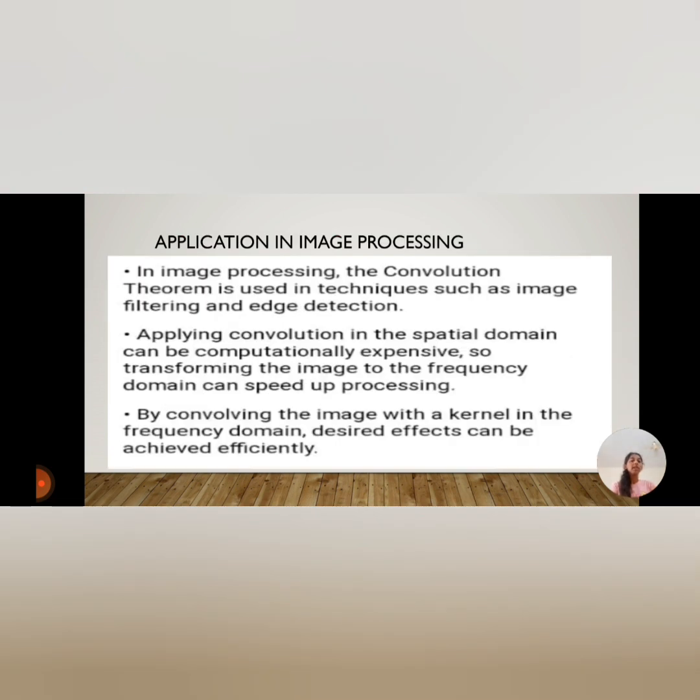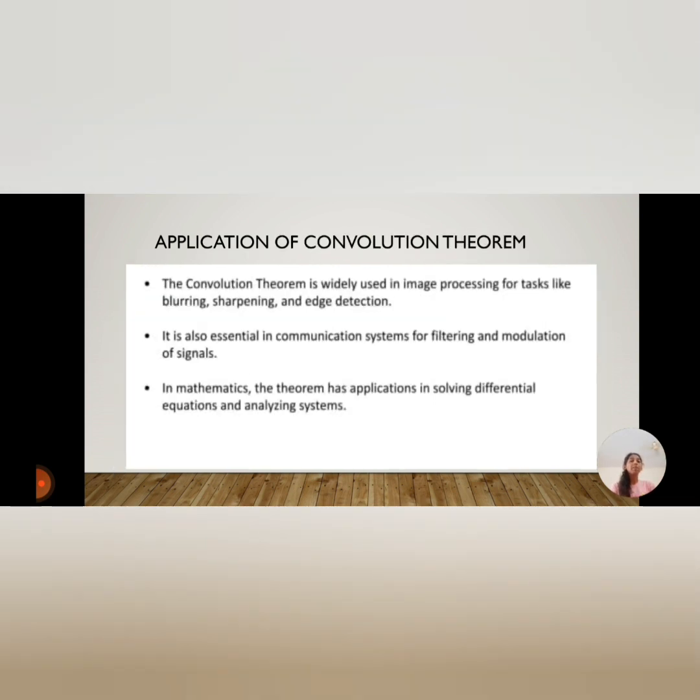Then applications in image processing. And what are the applications? The first application is in image processing. The convolution theorem is used in techniques such as image filtering and edge detection. The second point is applying convolution in the spatial domain can be computationally expensive, so transforming the image to the frequency domain can speed up the processing. The third one is by convolving the image with the kernel in the frequency domain, desired effects can be achieved efficiently.